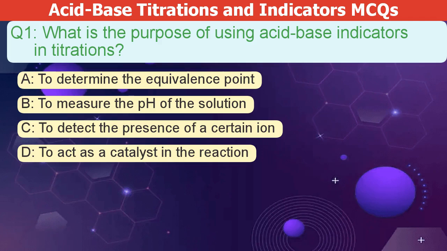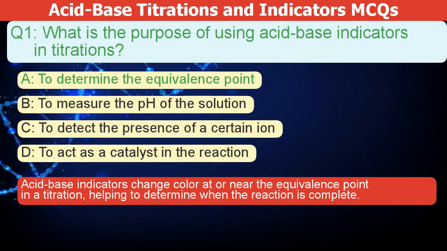What is the purpose of using acid-base indicators in titrations? A. To determine the equivalence point. B. To measure the pH of the solution. C. To detect the presence of a certain ion. D. To act as a catalyst in the reaction. The correct answer is A.